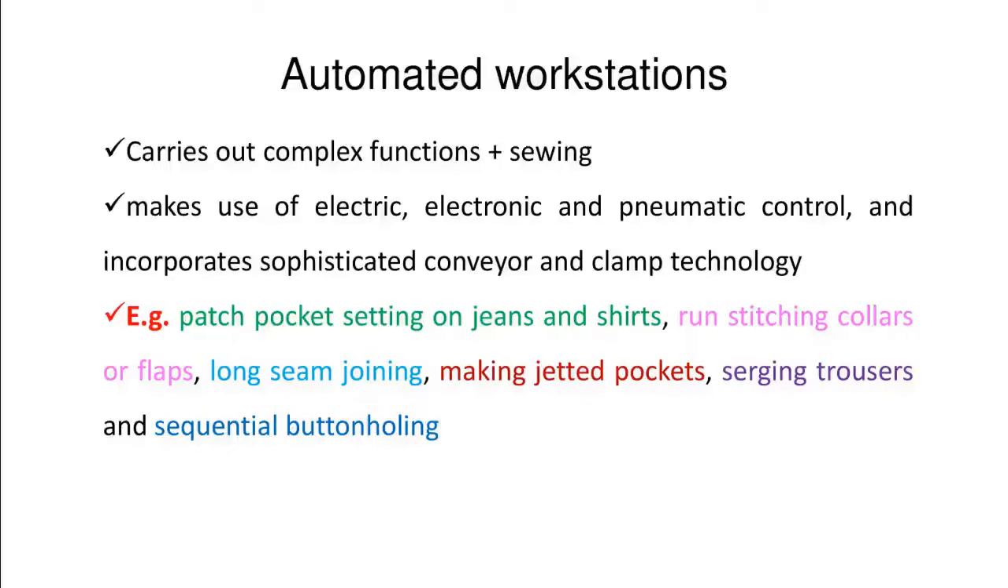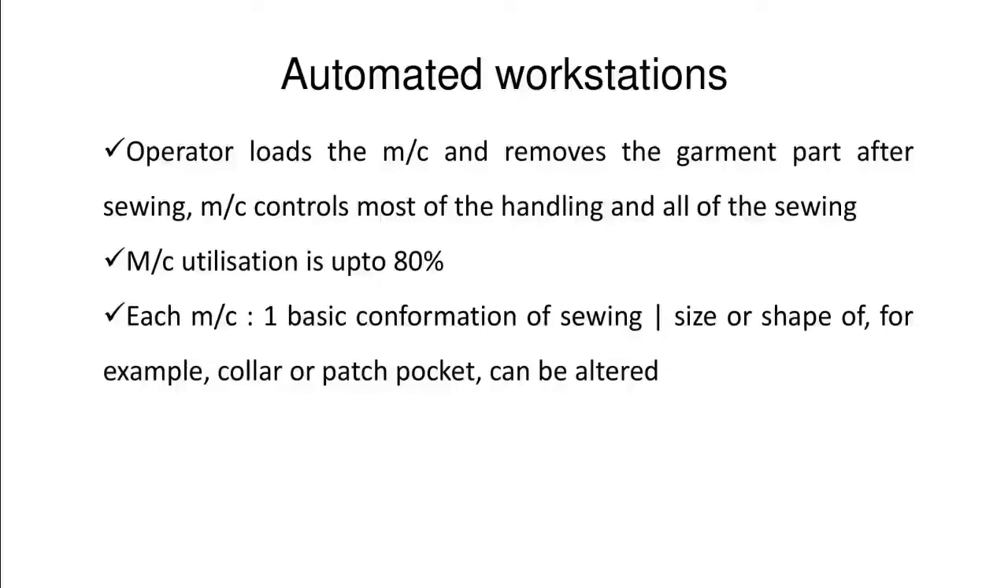And then we go to slide number 44. Operator loads the machine, removes the garment part after sewing. Machine controls most of the handling and all of the sewing. Machine utilization is up to 80%. And each machine has one basic configuration of sewing; the size or shape of, for example, a collar or patch pocket can be ordered. Now, what we're saying here is, which is also rigid.